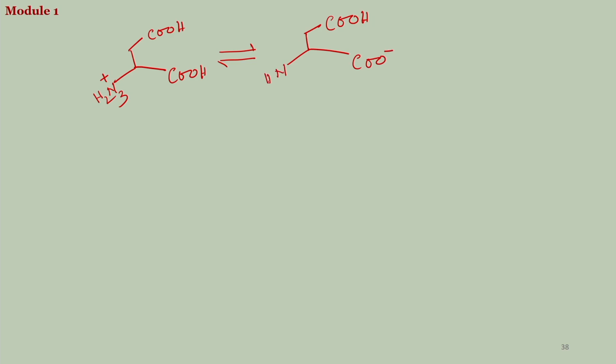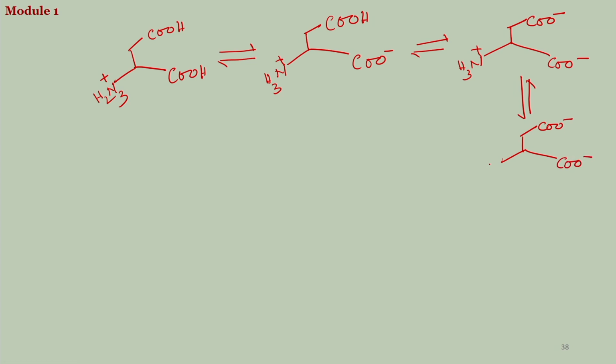COO minus, NH3 plus. Next, this carboxylate would be deprotonated. This acid would be deprotonated, minus NH3 plus, and there would be another equilibrium where everything would be deprotonated. So, this is pKa 1, pKa 2, and this is pKa 3.